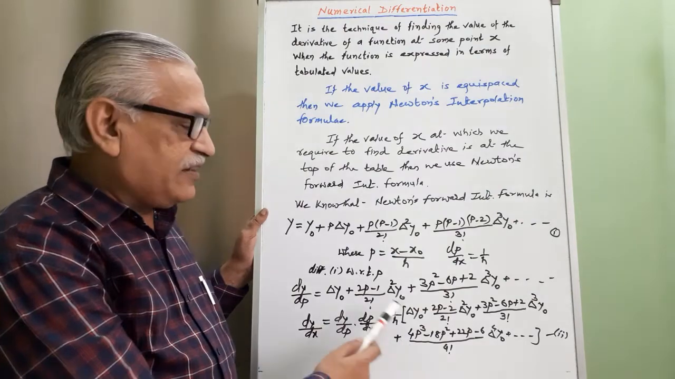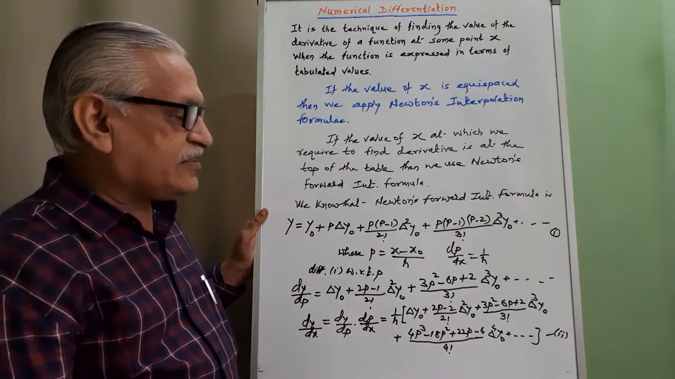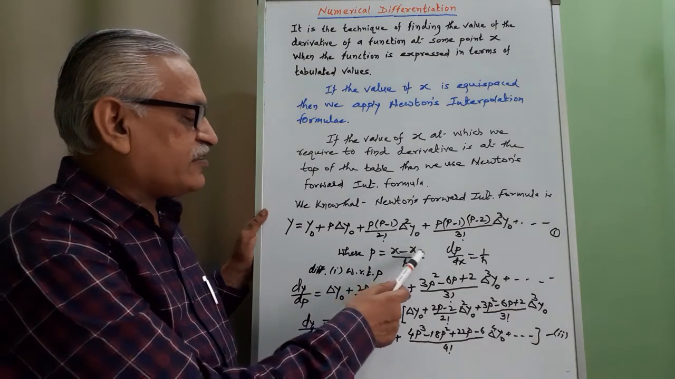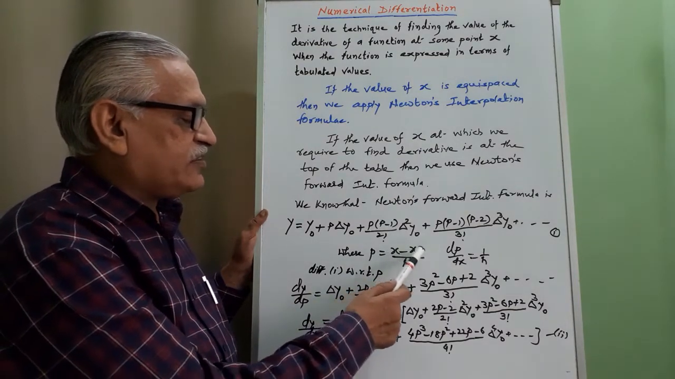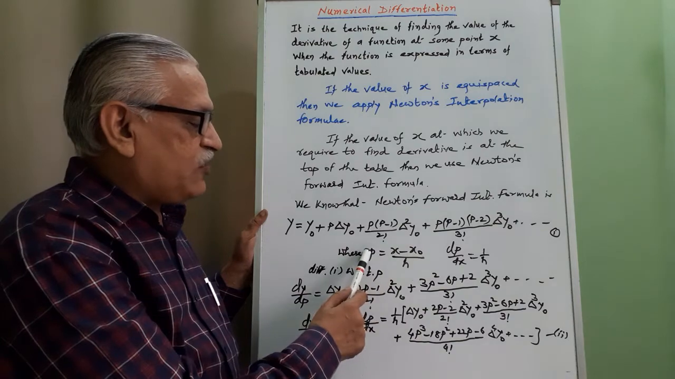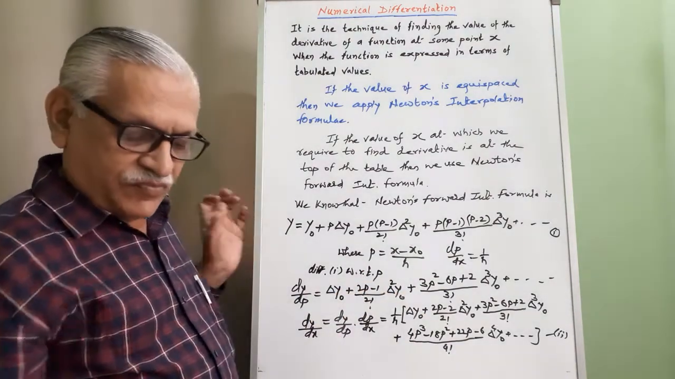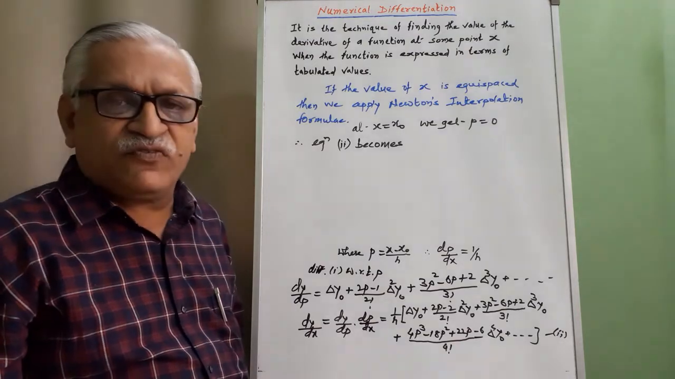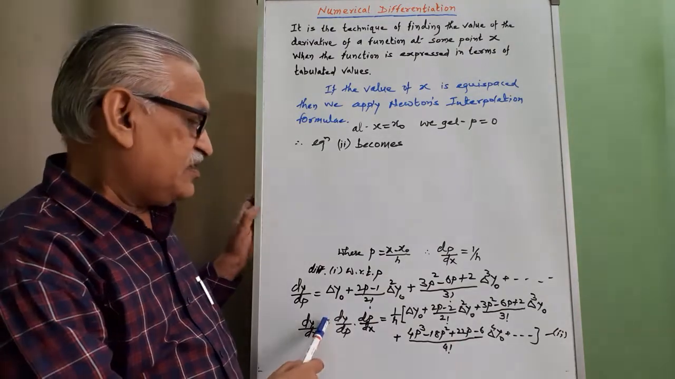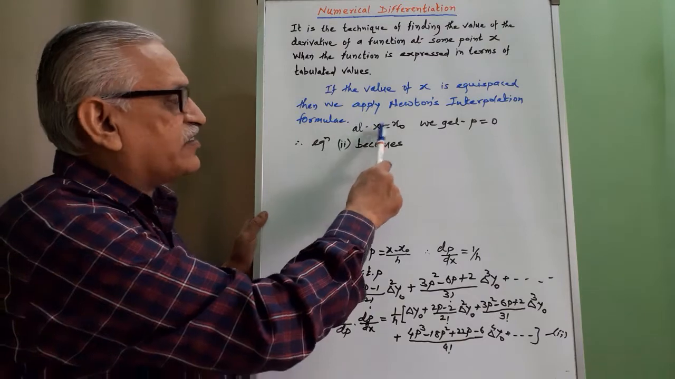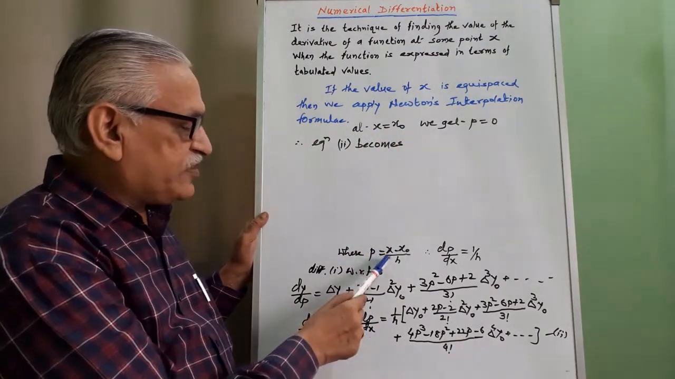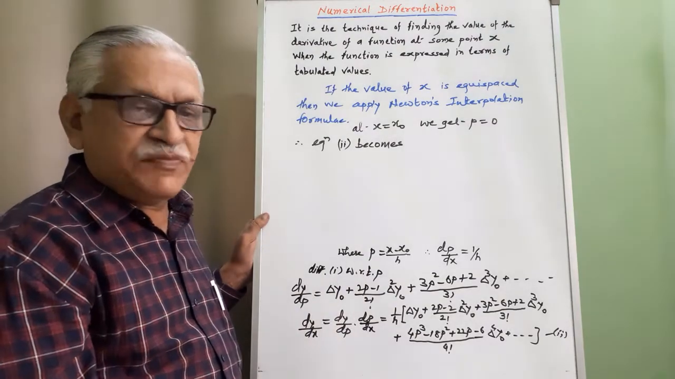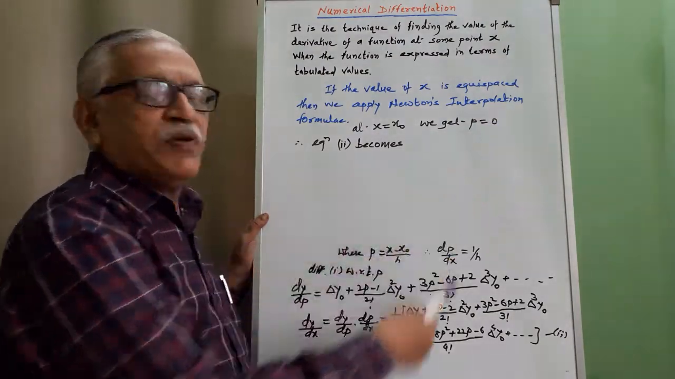Okay. Then we see another case when x is equal to x0. When x is equal to x0, the value of p becomes 0. That is the subcase for it. If we put x is equal to x0 here, it is x0 minus x0, which becomes 0. We get the value of p as 0.